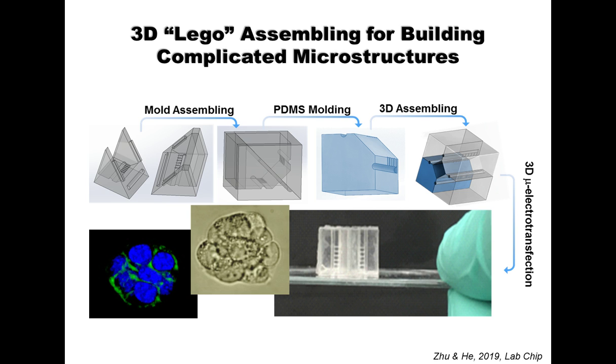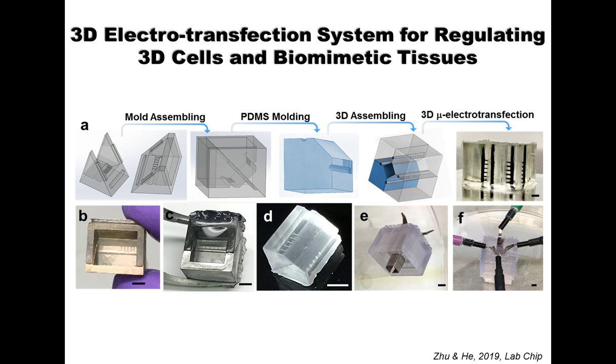We have 4 PDMS molded bricks to assemble the 3-dimensional microfluidic electro-transfection system. And as we show at the bottom of this figure, it actually contains a multiple 3-dimensional channel network, which provides a better perfusion process for culturing 3-dimensional cells. And through this molding process, you can generate a more complicated three-dimensional channel network, as we illustrated in the top panel of figures. And figure D is actually the molded PDMS bricks.